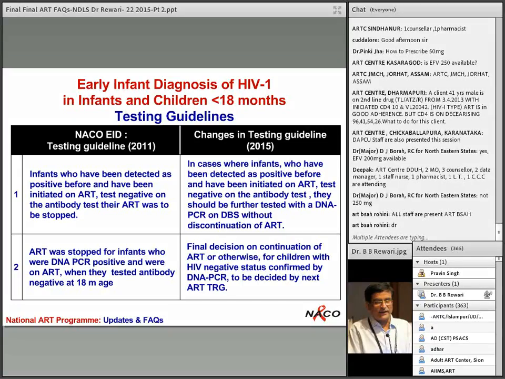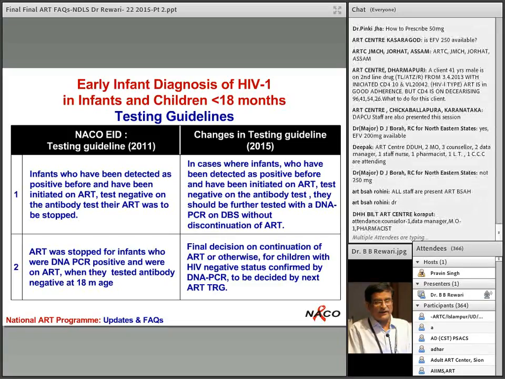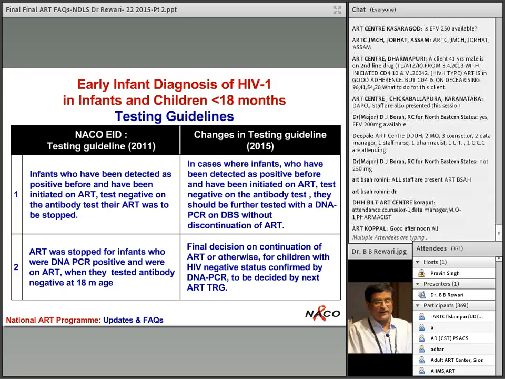But now we are validating whether this is correct or not, and we have got data from children who tested antibody negative at 18 months and we are evaluating that. But the guidance is these children should be continued on ART and further followed up with a DNA based PCR on DBS without discontinuation of ART. Again, the final decision on continuation will be taken by the pediatric TRG, which is meeting on 19th of August, but as of now this has to be continued.